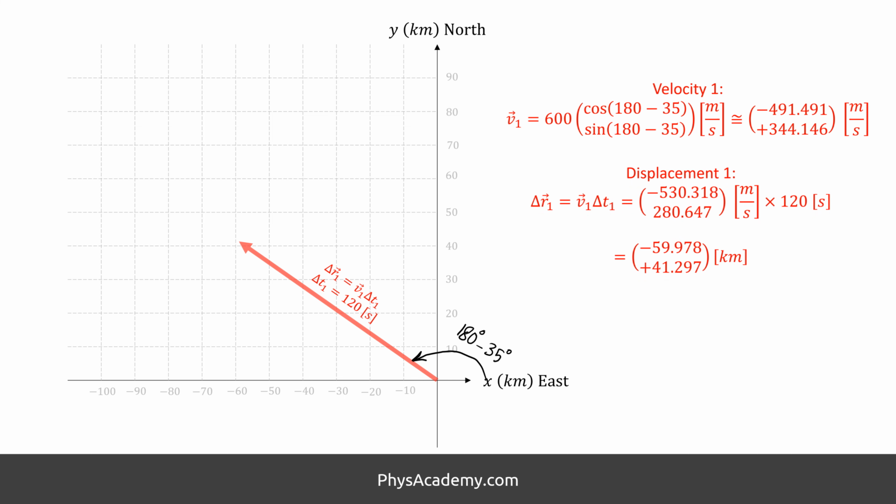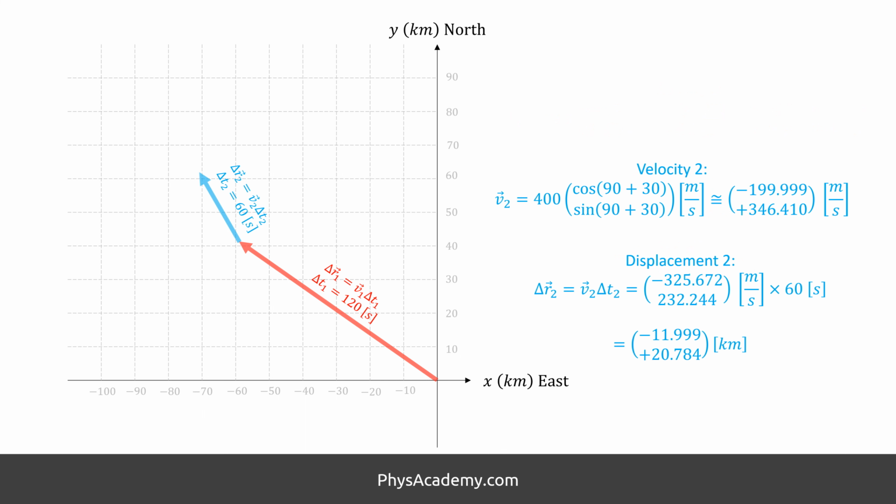Now that we have Barry's velocity, we can multiply it by 120 seconds to calculate his displacement vector through the first section. By doing so, we get negative 59.9 kilometers along the x-axis and positive 41 kilometers along the y-axis.